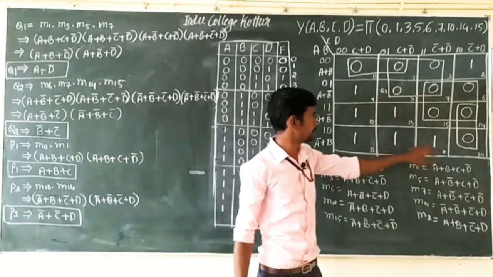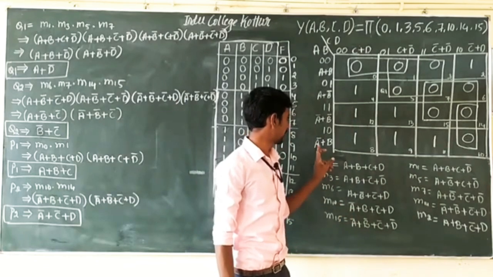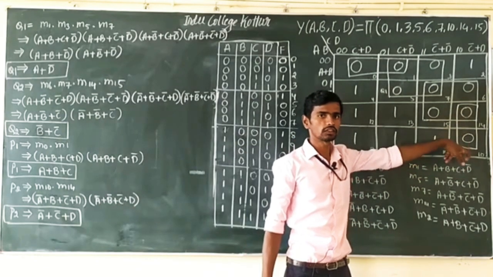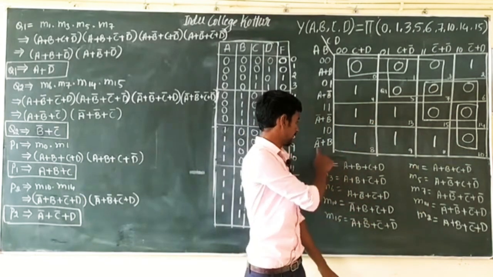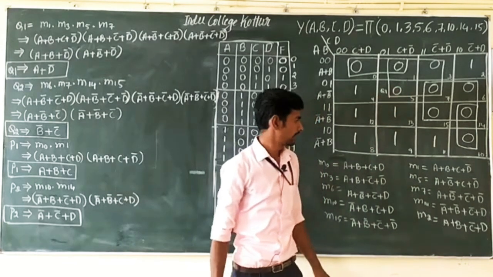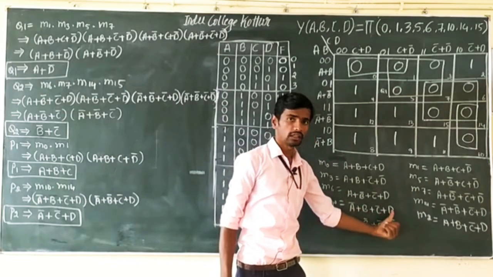Next one, M10 values. Here is M10. It is intersected in the last row and the last column, which means fourth row, fourth column. A bar plus b, column-wise c bar plus d. A bar plus b, c bar plus d.